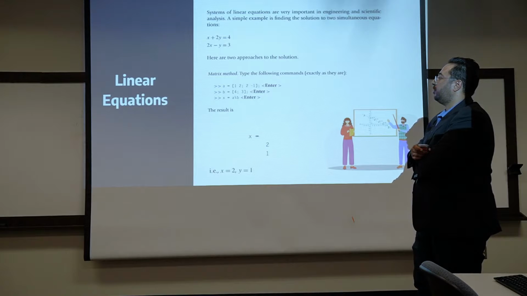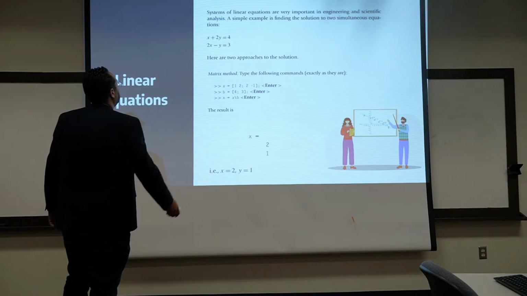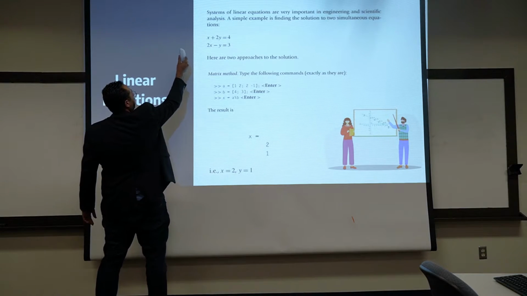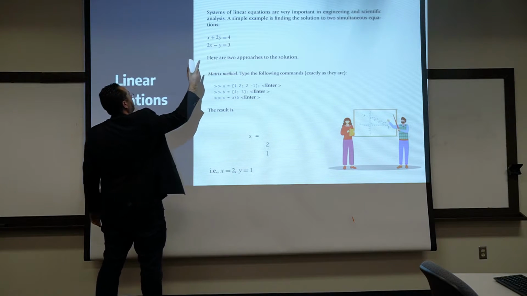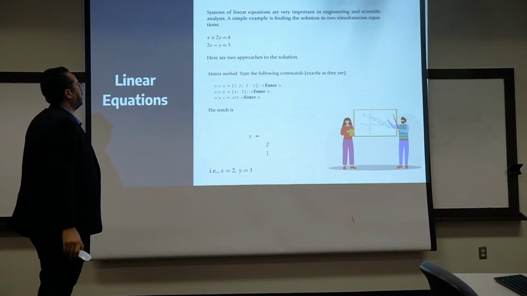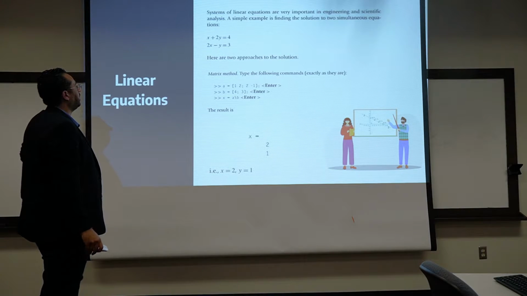When you do that, I'm going to go back to it and explain to you what's going on. So here you have two equations. X has a coefficient of 1, like 1 times x, plus 2y equals 4. That's the first equation. The second one is 2x minus y equals 3.